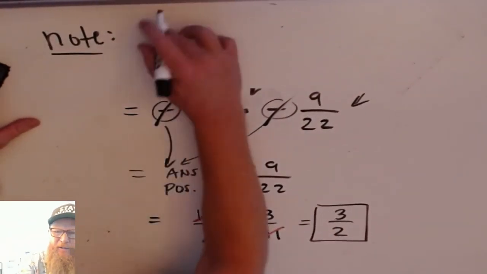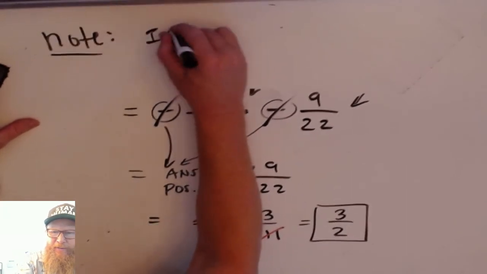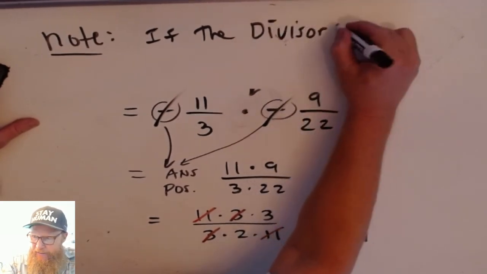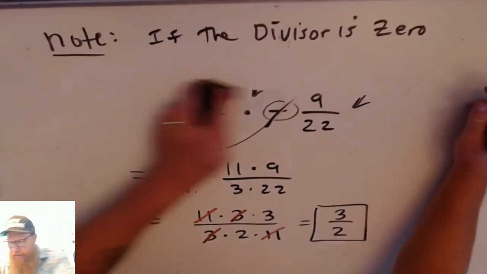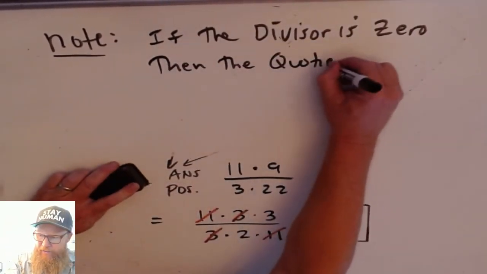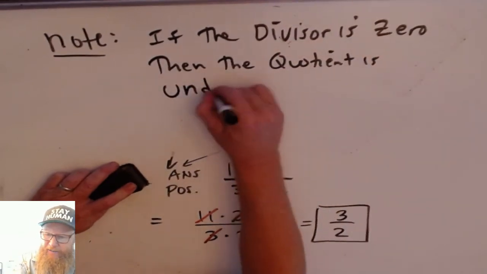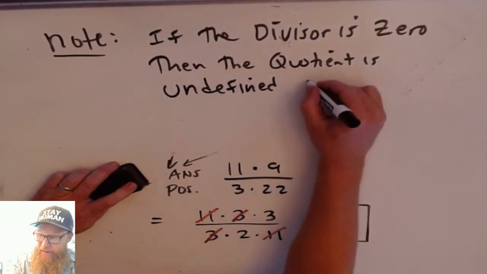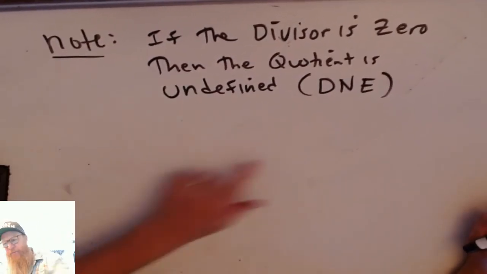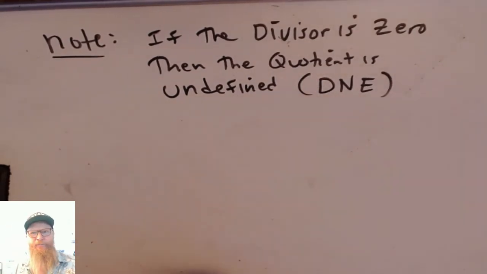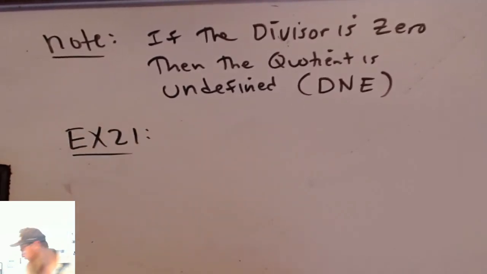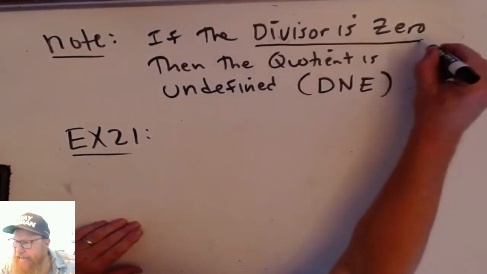Note, if the divisor is 0, then the quotient is undefined. And I want you to put DNE for undefined. It's an acronym for does not exist. All right. Only if the divisor is 0.